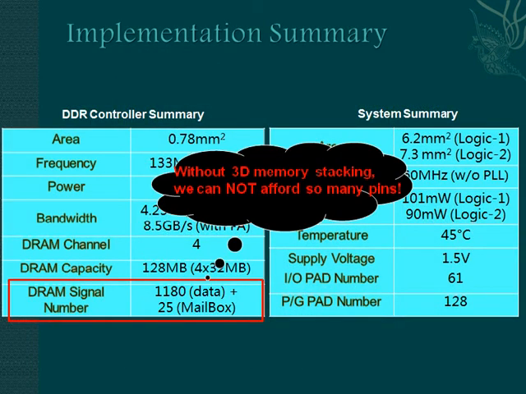According to the chip and simulation results, we can see the DRAM signal number is above 1000. Without 3D memory stacking, we cannot afford so many pins. Our group also did DRAM stacking and received 4 terabytes per second bandwidth for data backup. 3D technology has so good performance in breaking the memory wall and relieving the pin number constraints.